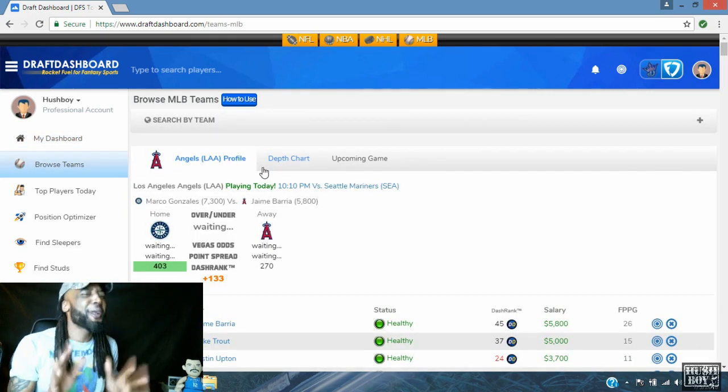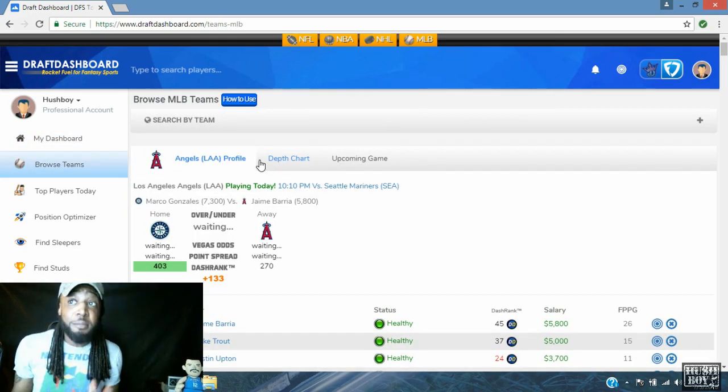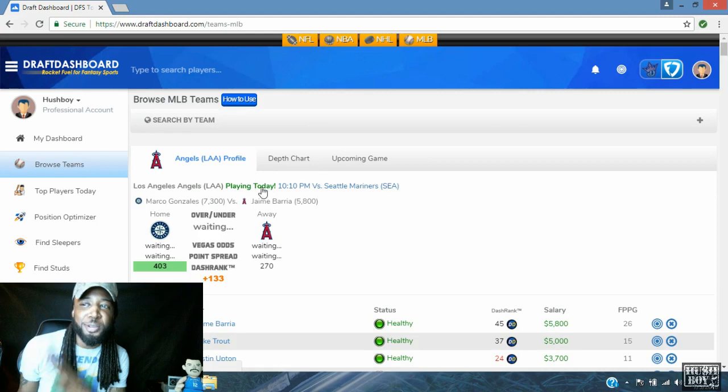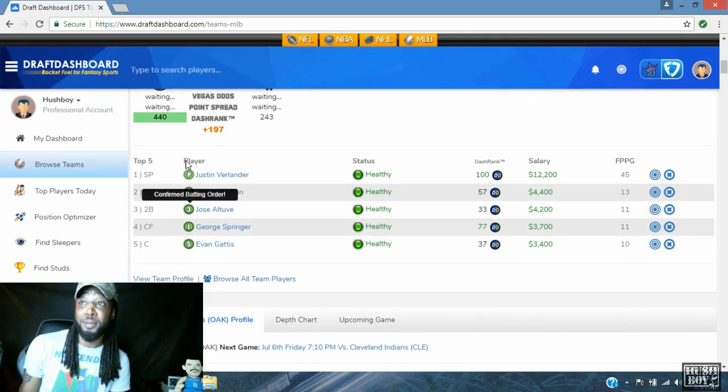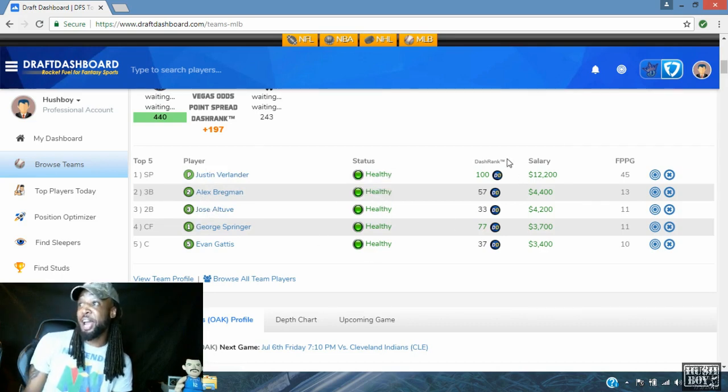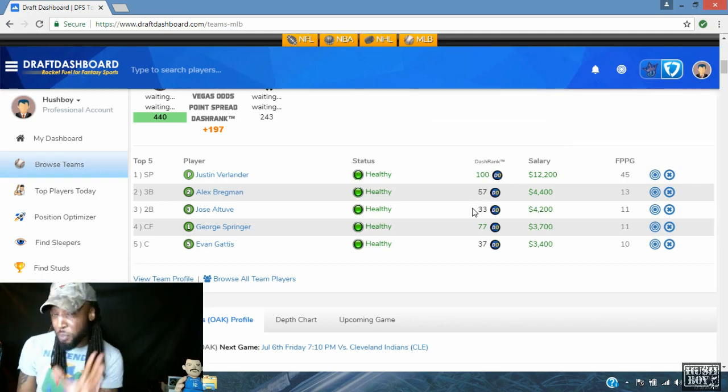First button we're gonna start off with is the Browse Teams button. You got every Major League Baseball team under here. And it shows you the top 5 players for that team, their position, their health status, their dash rank. Now, their dash rank is the most important number.